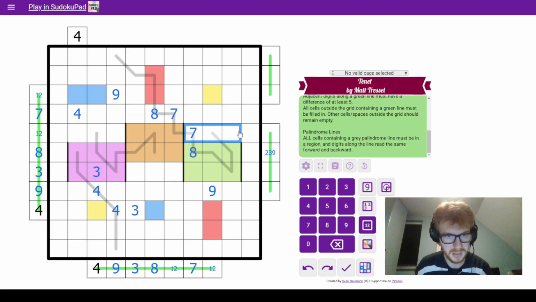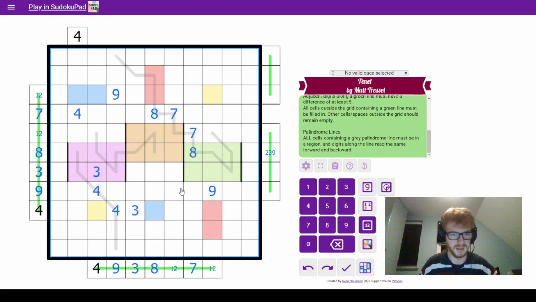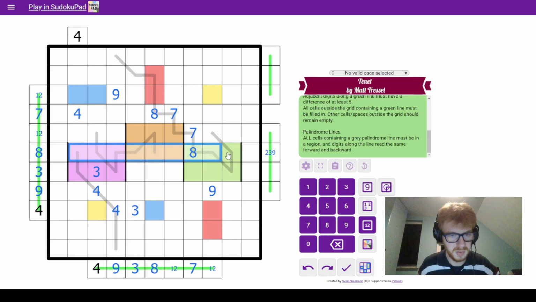Could this ever be yellow? It could, but it would be tough. It would force everything, I think, except this red cage. Okay, but that doesn't really work. This is still the most restricted line. I recognize the fact I'm already doing this for half an hour.